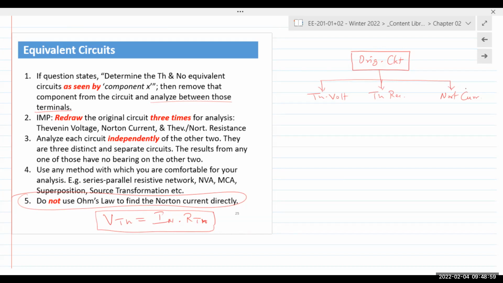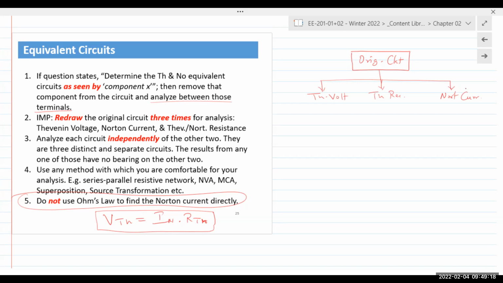Now, having said that, most of the questions might simply tell you to analyze the circuit between a certain pair of terminals. If that is what it states, you simply begin your analysis without any modification, right? You simply modify it here and you go on.